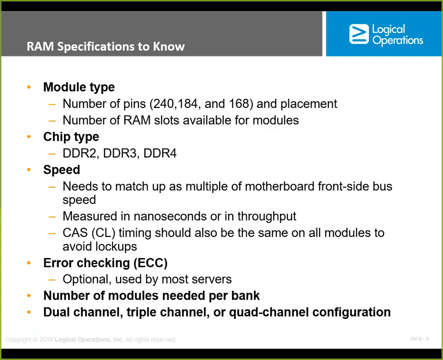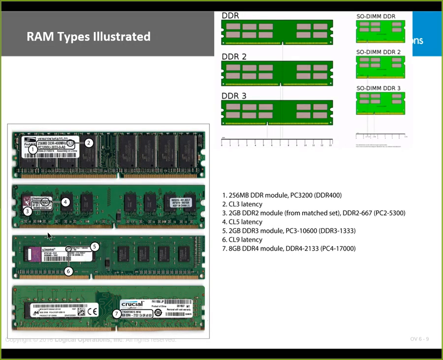The number of modules needed per bank: dual channel, triple channel, quad channel configuration. We haven't talked about that yet. I've got a couple of slides on those in a minute. These are the different ones. We got the DDR module here, the CL3, the DDR2, and then the DDR3 and the DDR4.